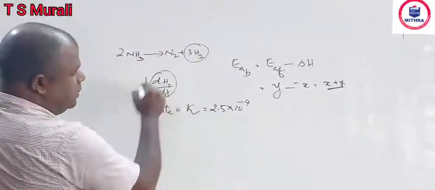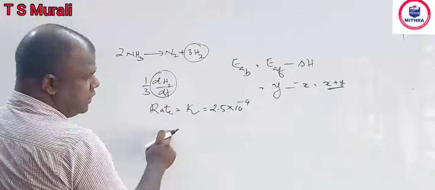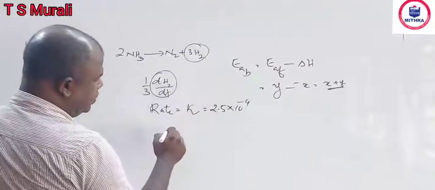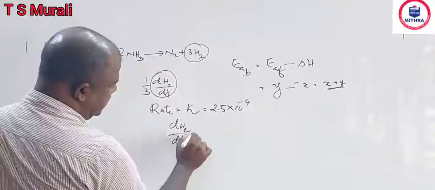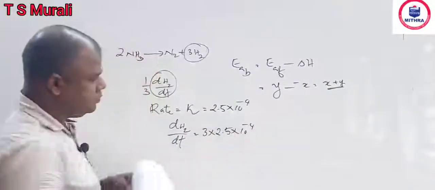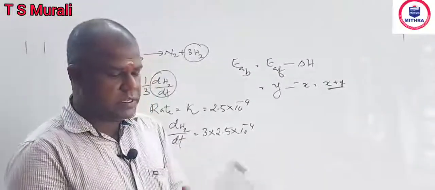So what is dH2 by dt? 1 by 3 dH2 by dt, that is the expression for rate. Clear? So taking 3 to the right side, dH2 by dt is equal to 3 into 2.5 into 10 raised to minus 4. 7.5 into 10 raised to minus 4 will be the answer.